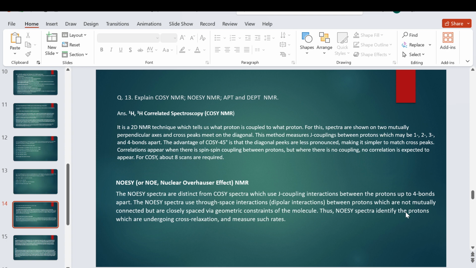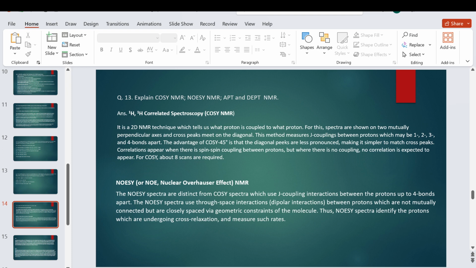This method measures J coupling between protons, which may be 1, 2, 3 or sometimes 4 bonds apart. The advantage of COSY 45 degree is that the diagonal peaks are less pronounced, making it simpler to match cross peaks. Correlations appear when there is spin-spin splitting between protons. But where there is no splitting, no coupling, no correlation is expected to appear. For COSY, about 8 scans are required, a tedious process.